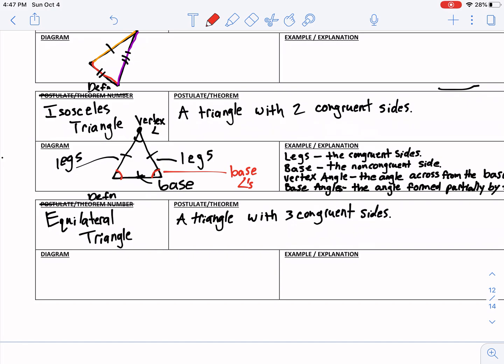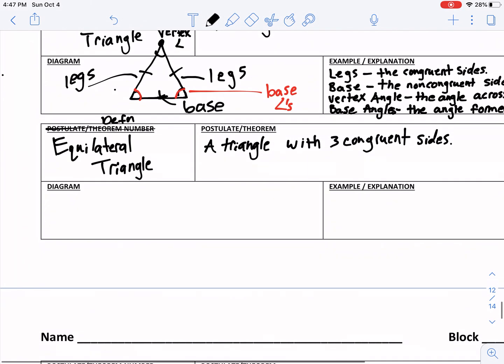Now, the next triangle we're looking at is an equilateral triangle. Now, remember that word equals, and lateral means side, okay? So when it says equilateral, it really means equal sides. So equiangular was equal angles, okay? Angles that have the same measure. This is saying equal sides. So this is a triangle that has all sides that are the same length, okay?